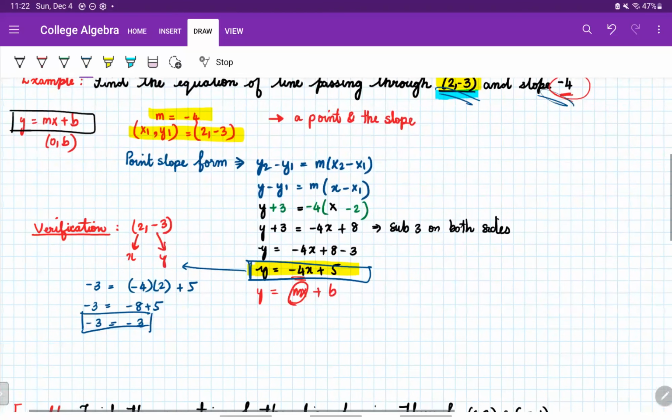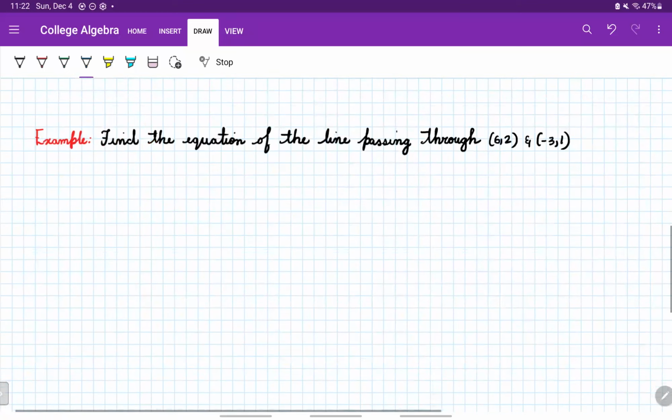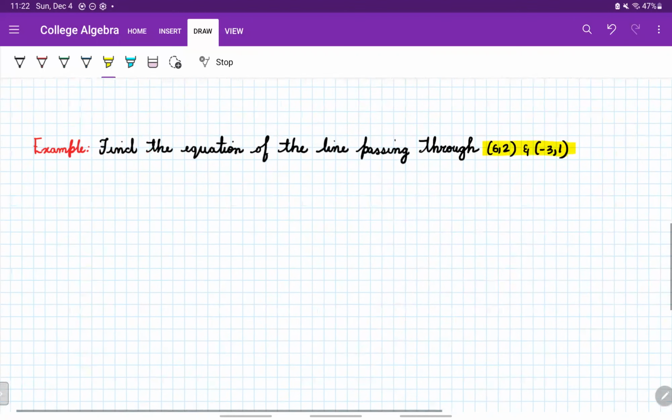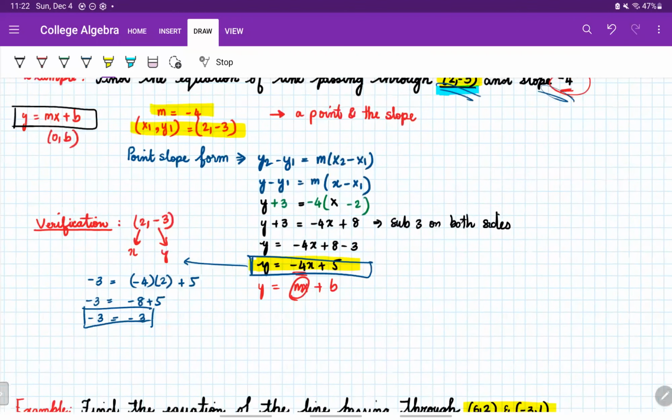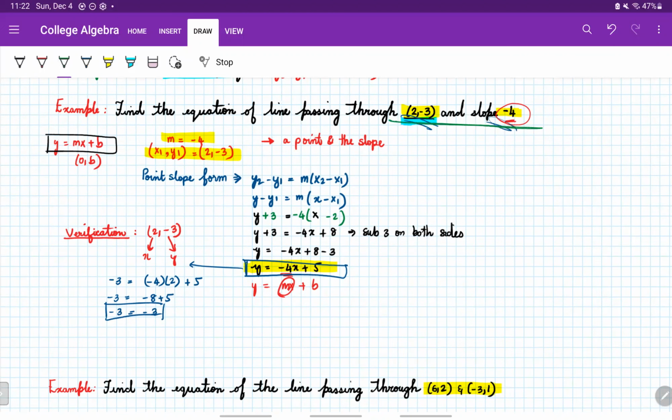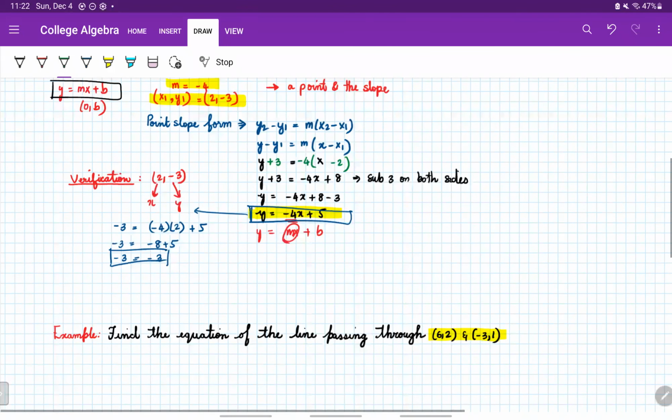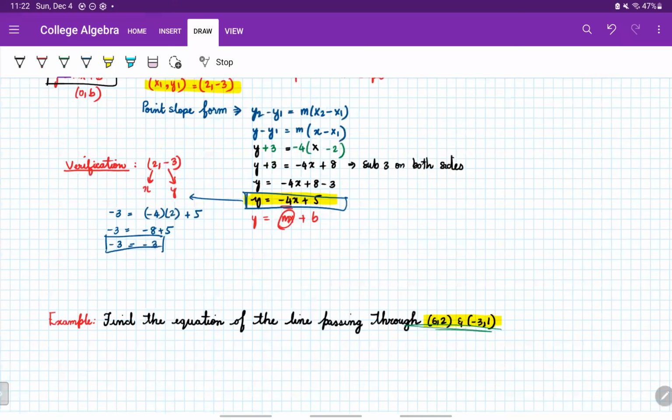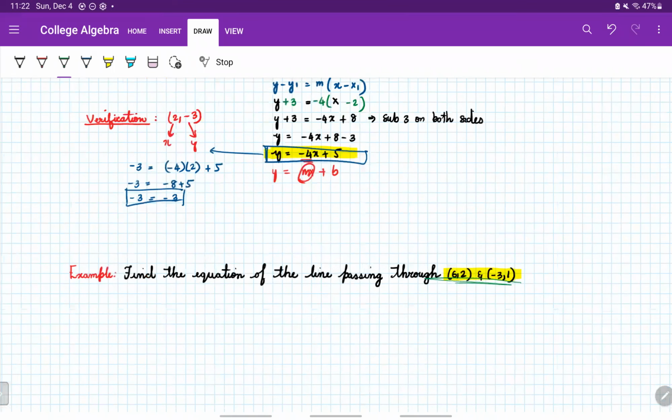All right, let us do another problem. So here we are finding the equation of the line that is passing through 2 points. As you can see, the difference between the previous problem and this one is that in the previous one we were given a slope and a point, and here we are given 2 points and there is no slope involved. So how do we get the slope?